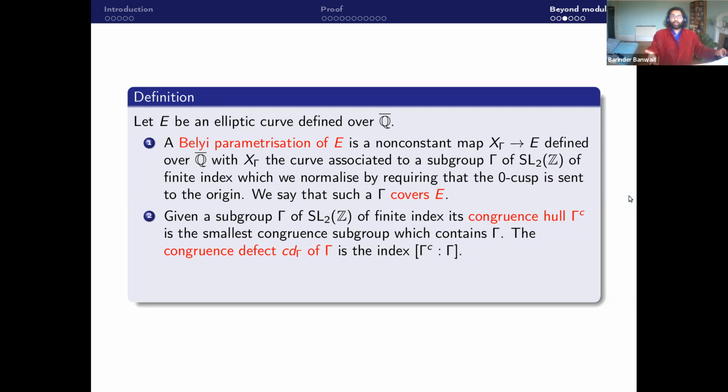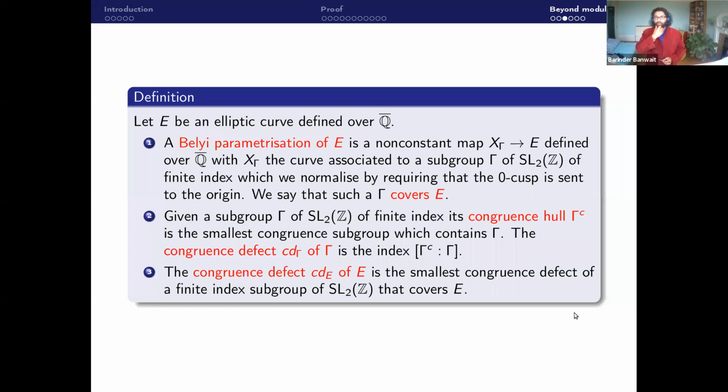Now, if you have a subgroup gamma of finite index, then you want some notion of how far away from a congruence subgroup it is. So you define its congruence hull, gamma^C, to be the smallest congruence subgroup which contains gamma, and the congruence defect, so how far away is it from being congruence, is then the index of gamma in gamma^C. And the congruence defect of an elliptic curve over Q bar is then the smallest congruence defect as you vary over all finite index subgroups gamma which cover it.